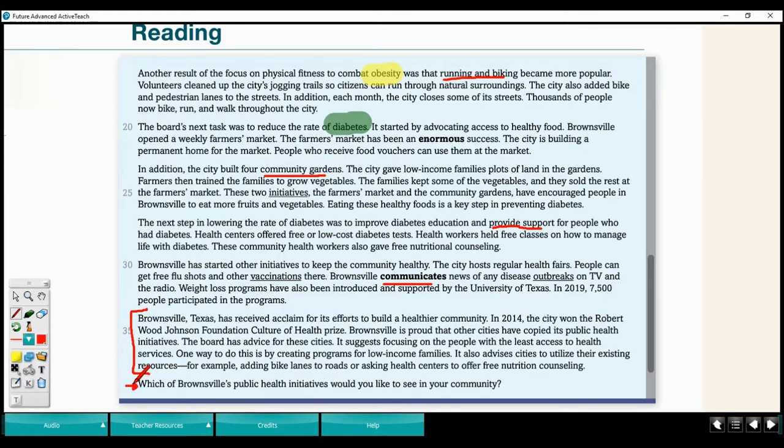The author connects with the reader, similar to a hook, and asks a question so that even when the reader is done with the text, they continue to think about the text because of this question. Which of Brownsville's public health initiatives would you like to see in your community? Good writers try and connect with their readers.